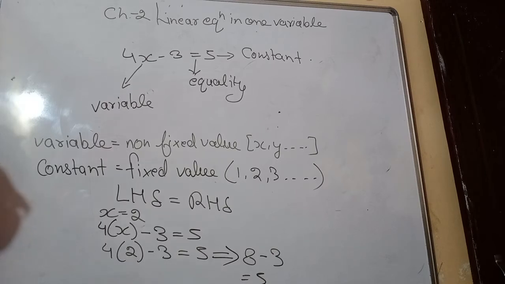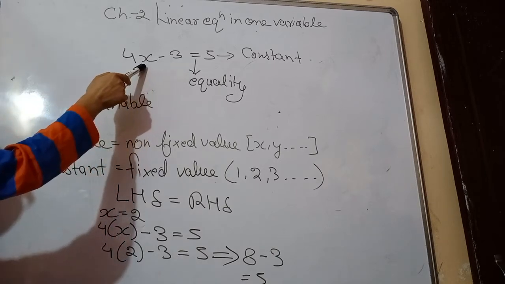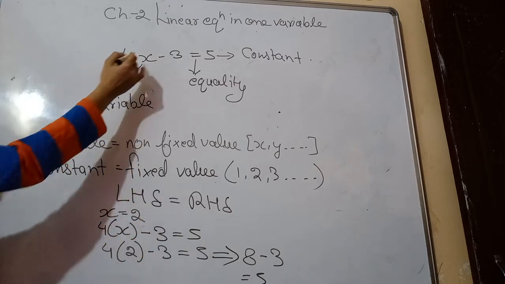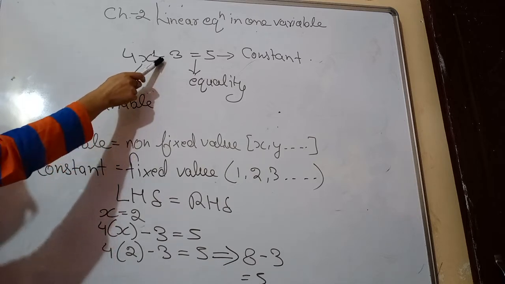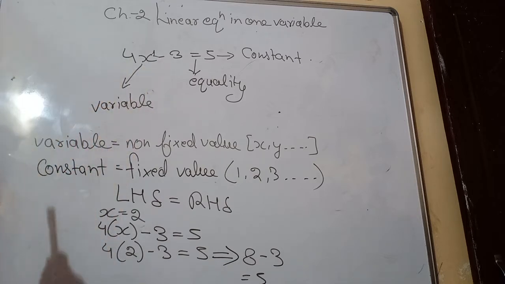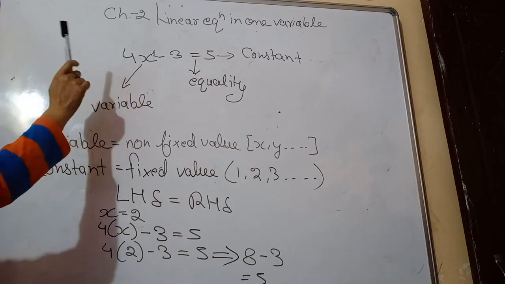So here you can see in this equation x is having no power, so we can take 1 as a power. So this is called linear. Linear means the variable which is having highest power equal to 1. And one variable means there has to be only one variable in any equation.